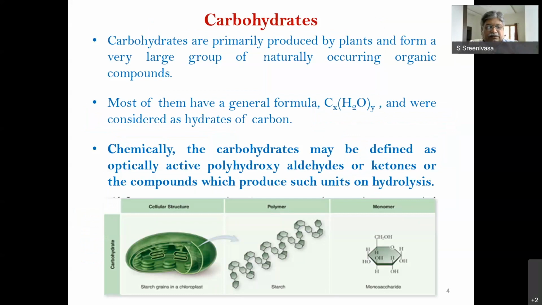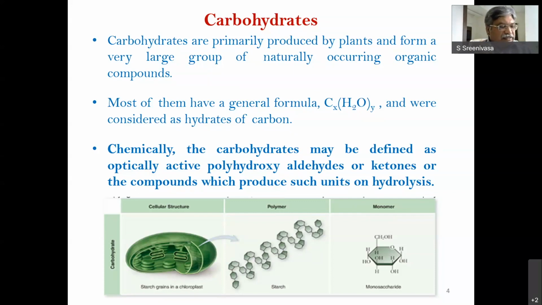When you come to carbohydrates, they are primarily produced by plants and form a very large group of naturally occurring organic compounds. Most of them have the general formula CxH2yOy, and they are considered hydrates of carbon. Chemically, one can define carbohydrates as optically active polyhydroxyaldehydes or ketones, or compounds which produce such units on hydrolysis. They can be considered carbohydrates.